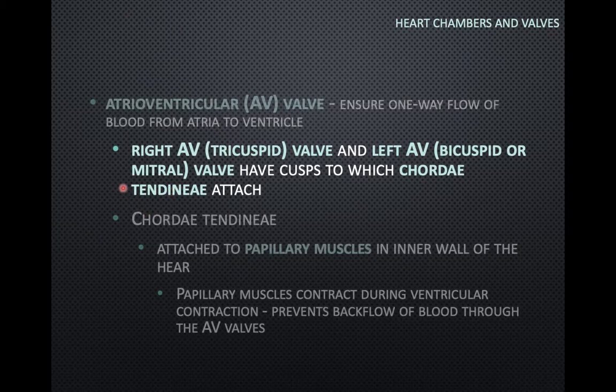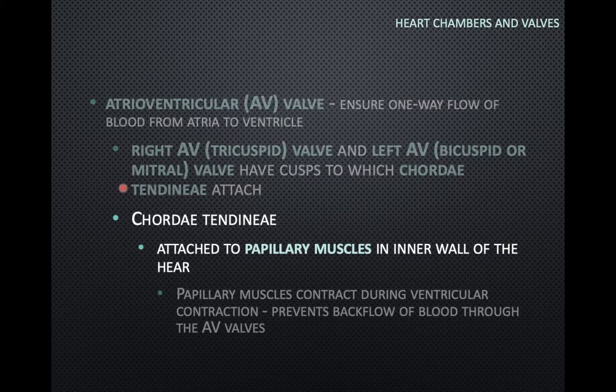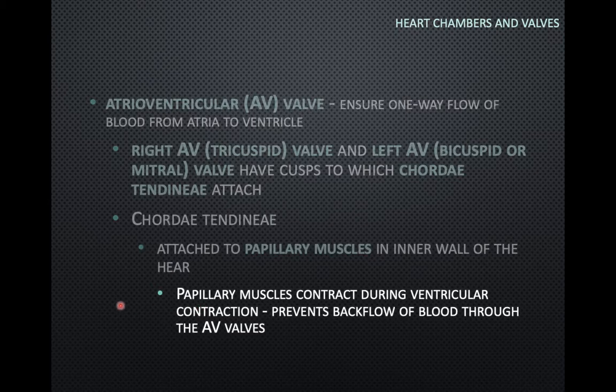So they're cords that are kind of like tendony type of material. Okay, so these chordae tendineae, they attach to papillary muscles that are at the bottom of your ventricles, on the inner wall of the heart. Papillary muscles will contract during ventricular contraction, and this helps prevent the backflow of blood through the AV valves.